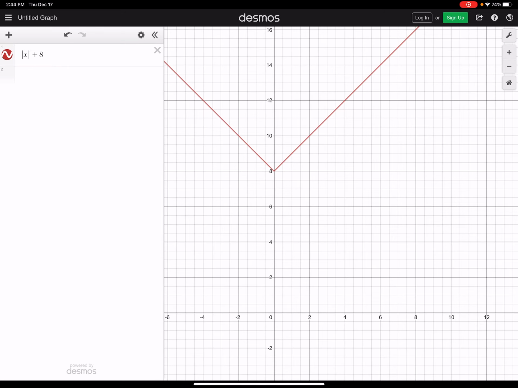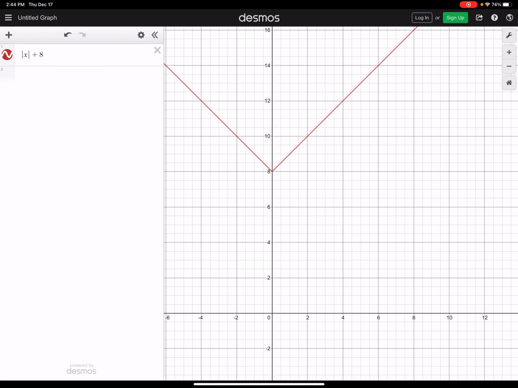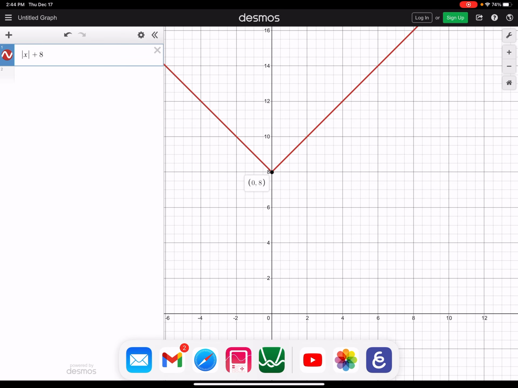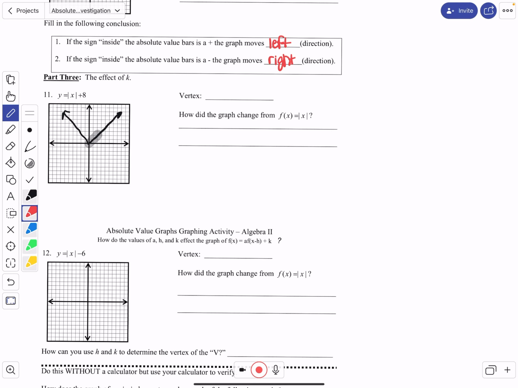So notice where your vertex has moved to now. Now my vertex is at 0, 8, so it moved up. So now my vertex is at 0, 8. And how did the graph change? It shifted up 8 units. Okay, so if we plot this one, okay.